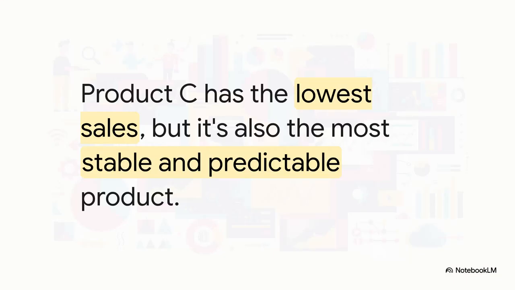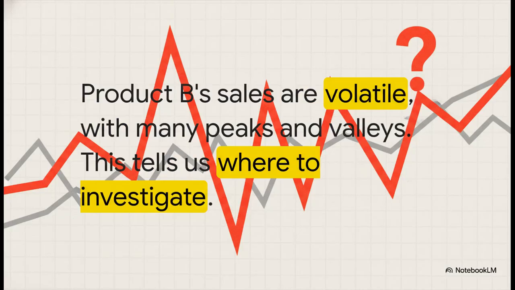Okay, now look down at that green line for product C. Yeah, it's the lowest seller for sure, but look how flat it is. That means it's super stable, super predictable, and you know what? That's actually really valuable information to have. Now compare that to the red line for product B. It's a total roller coaster, right? All those peaks and valleys tell us its sales are all over the place, way more volatile than anything else. Is it seasonal? Is it based on sales? We don't know yet, but now we know exactly what question to ask next.